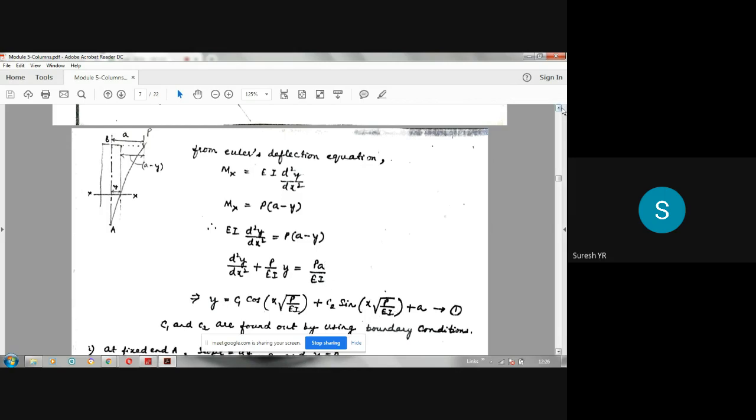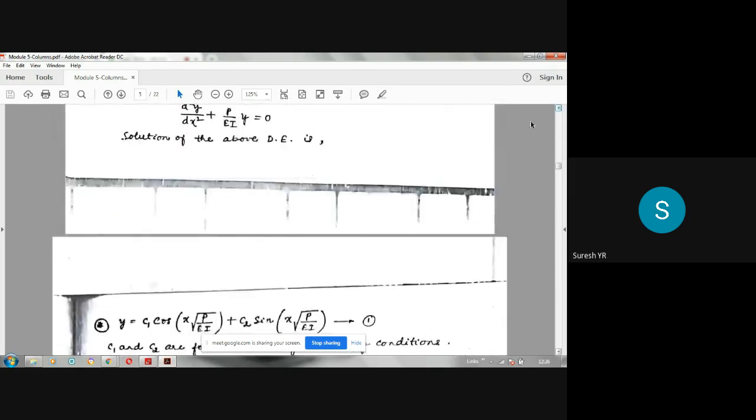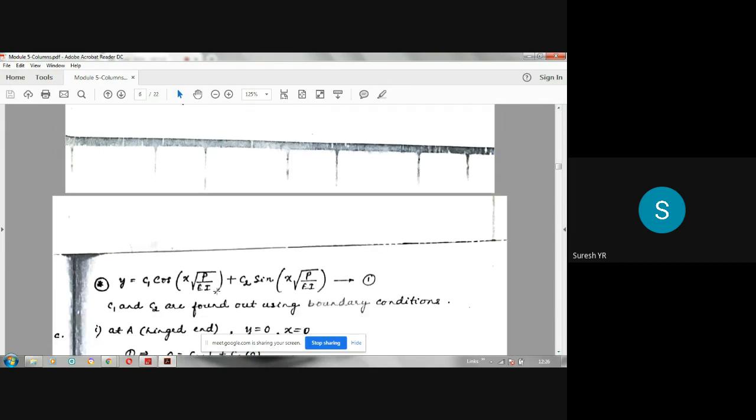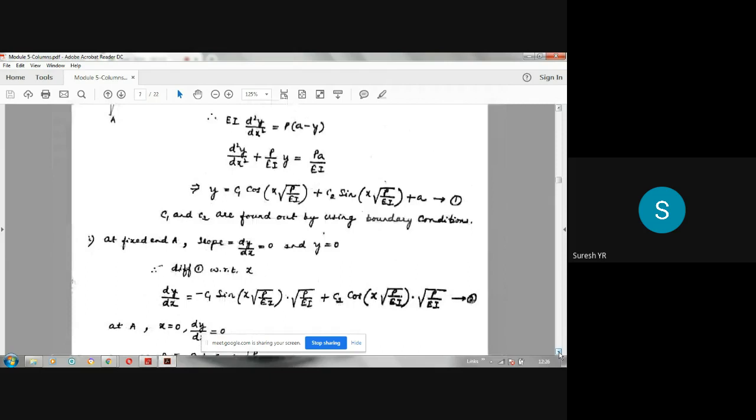In the last derivation, RHS was 0 when both the ends were hinged. That's why you had only these two terms, and the plus term is not there. That was the complementary function, and the particular integral there is 0. But in the second case, the particular integral is A, small a. So that you should remember.